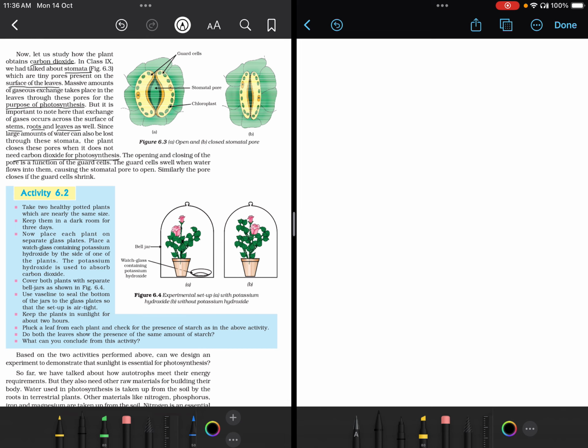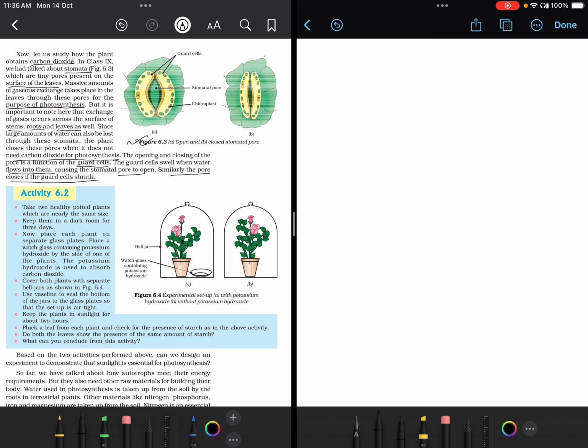The opening and closing of the pore is a function of the guard cell. The guard cell swells when water flows into it, causing the stomatal pore to open. Similarly, the pore closes if the guard cell shrinks. Now let's simplify and understand this.